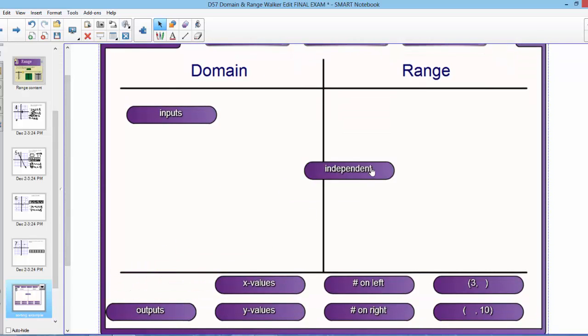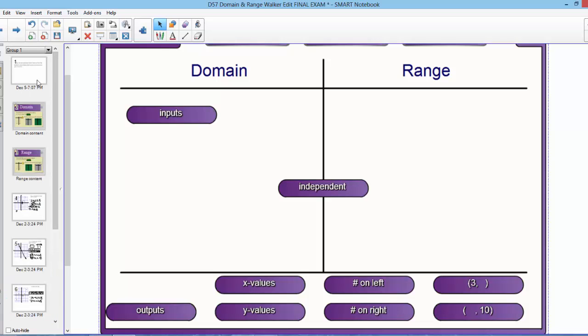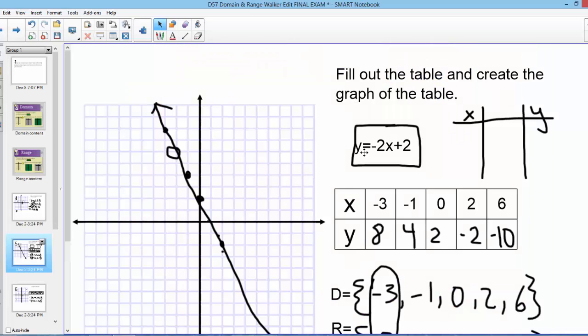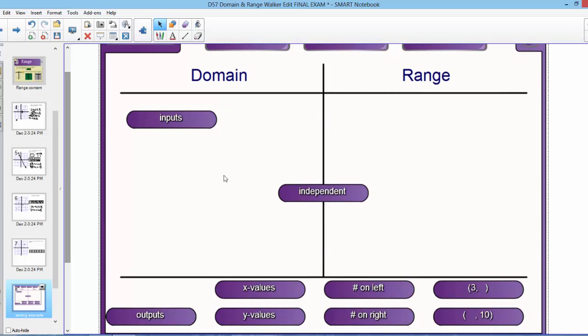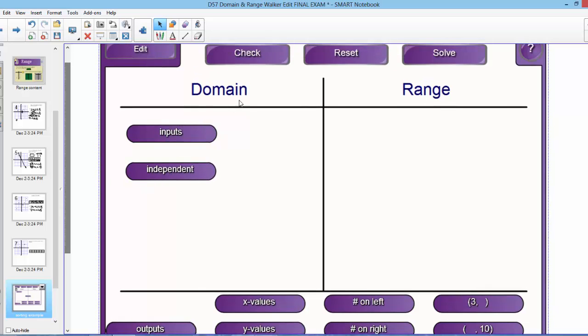Next, independent. This means which one is not affected by the other on the graph. Well, if we look at this one, our y equals -2x, which one is not being changed? As you see, the y is being affected by what the x is. So, whatever value the x is affects the y. However, the x is not affected by the y. So, it is like an x, independent, which we know is the domain. We can check, and it's good.